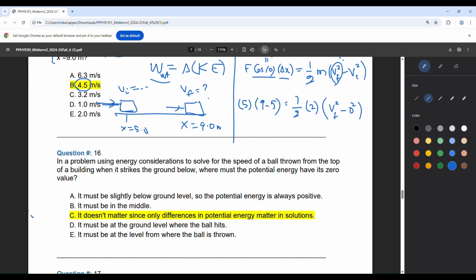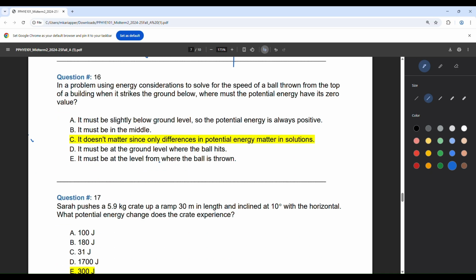Good. Let's move to question number 16. This is one of my favorite questions, it comes again and again. That's a possibility it comes in again. So this question says, in a problem using energy consideration, the equation has change in the potential energy. Change in the potential energy does not depend on where you put the y equal to 0, the reference level. So the answer to this question is C, which says it does not matter since only differences in the potential energy, I mean change in the potential energy, matters in the solution.